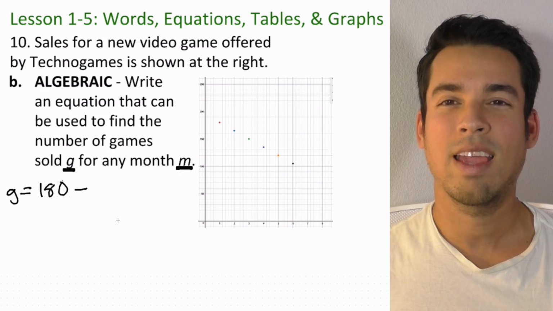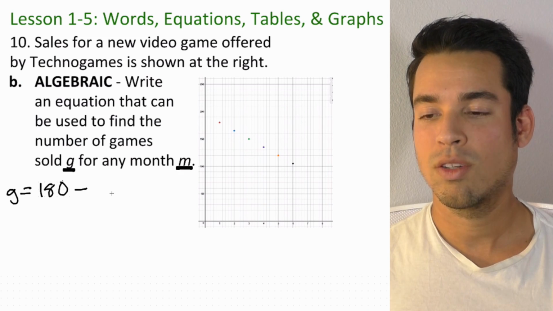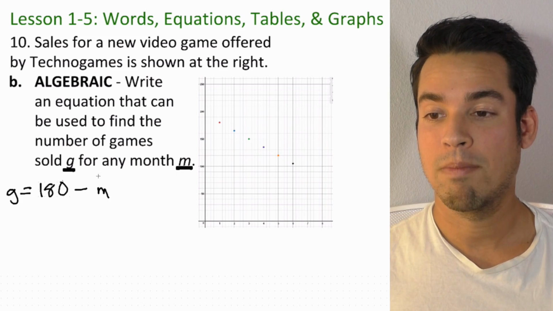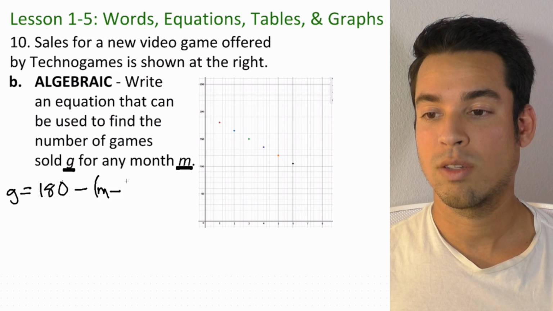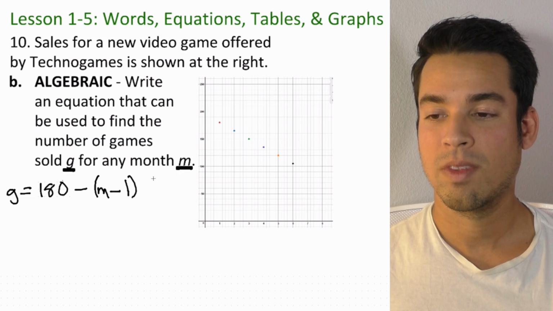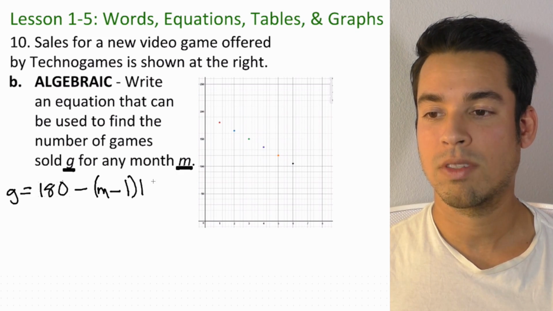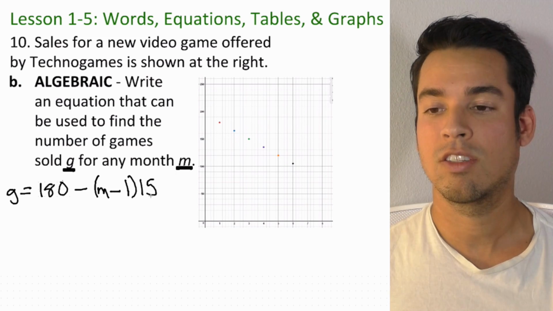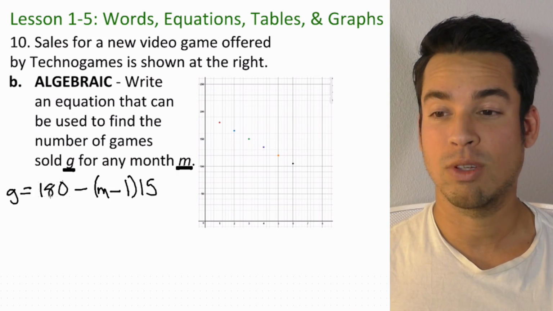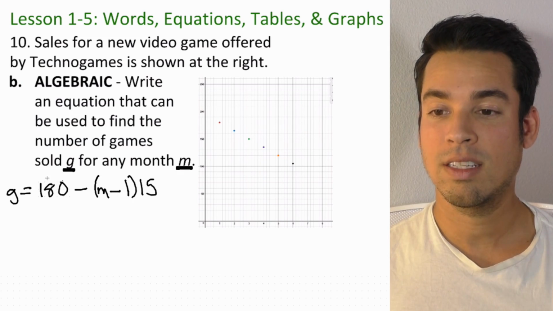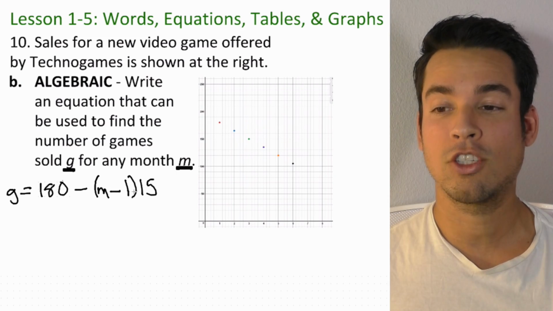180 minus, and then what we're doing is every month that goes on, we're taking away 15. But really, since at month 1, I'm making it a little complicated. You don't have to make it this complicated. At month 1, since we're taking away nothing, it should be M minus 1, because at month 1, this is going to be 0. M minus 1 times 15. What this does is at month 1, we're going to get 0, so we're just getting 180 for games sold. At month 2, it becomes 2 minus 1, so it becomes 15, and it'll give us our 165. This is all going to match up with the table.